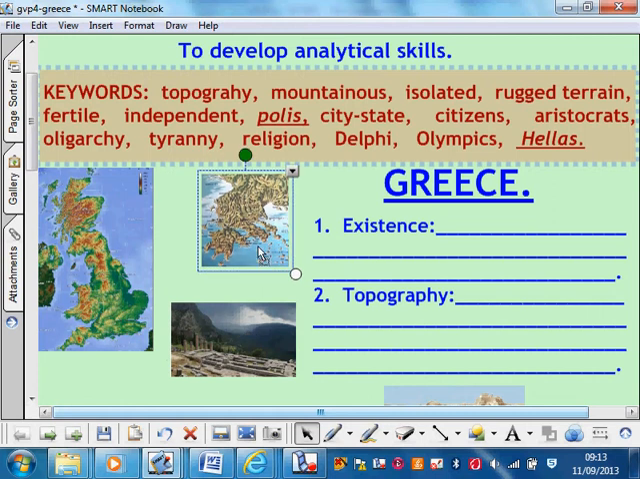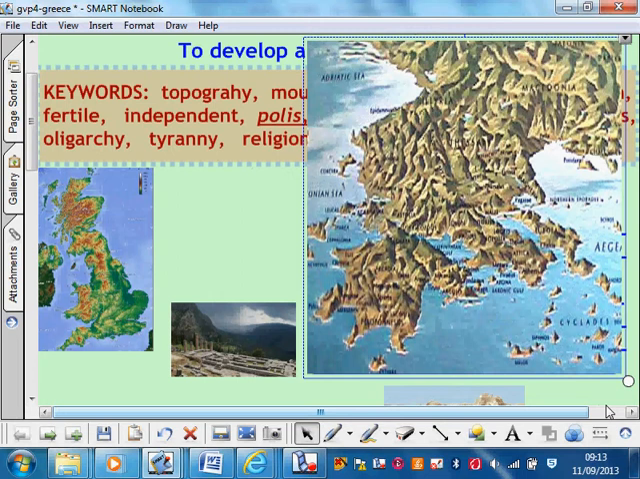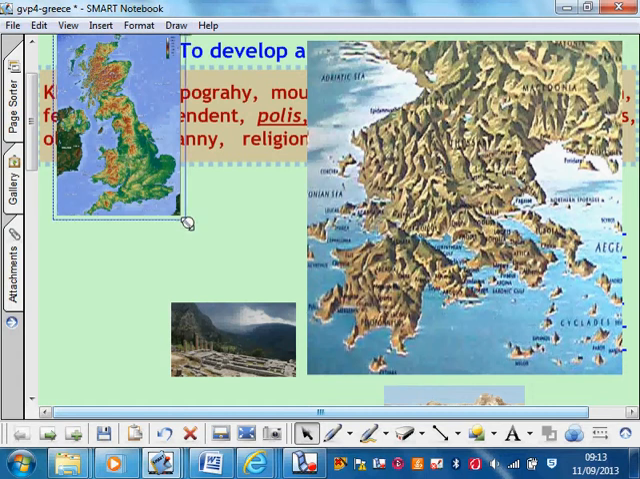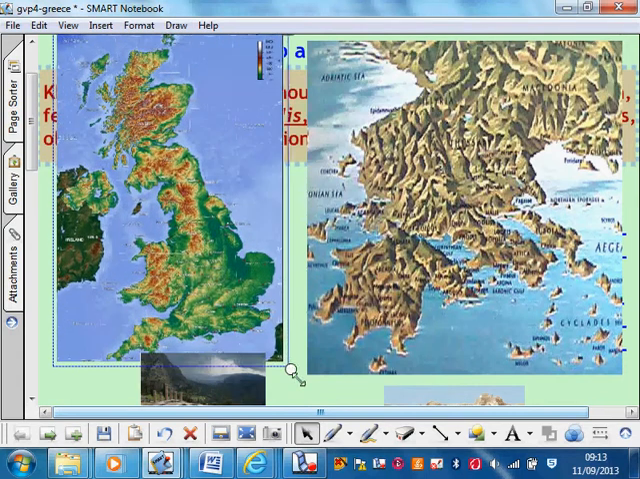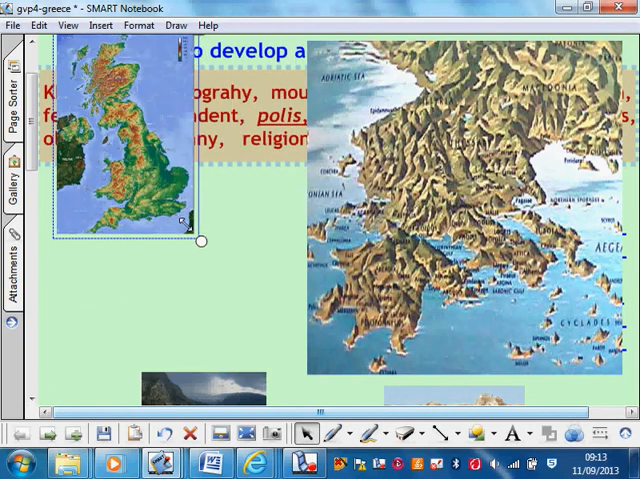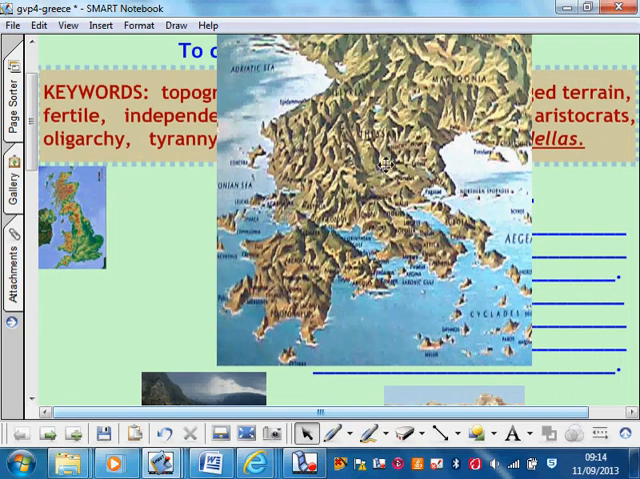Secondly, topography. Greece is extremely rugged and mountainous. If you look at this map here, that's Greece. And you can see it's virtually all mountains. As a comparison, there's Britain. The green bits are the flat land. As you can see, where we are down here, it's nearly all flat. There are some small mountains up in the north of Scotland. There are some quite big mountains. No one lives there, or not very many people live there. England is mostly flat and fertile. Compare that to Greece, which is virtually all mountain.